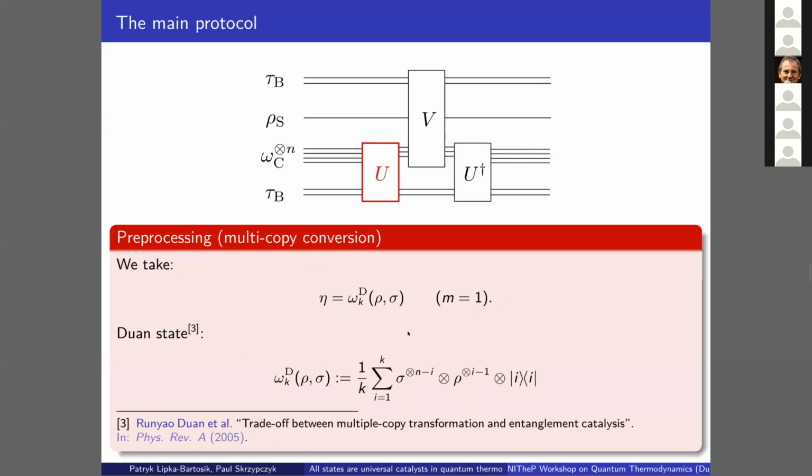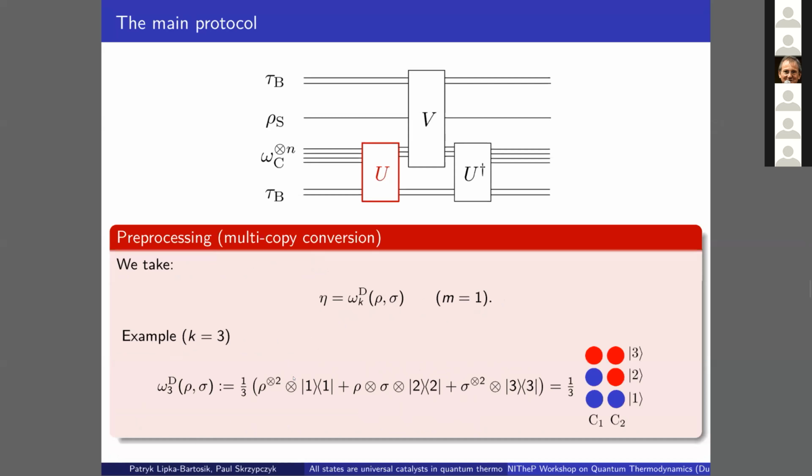So just for a small example, in the case when this parameter k is free, we have the following form of the dual state. And in what follows, I will use the following pictorial representation of the dual state. On the x-axis, I will denote quantum systems, so particles of the catalyst composing the catalyst. And on the y-axis, I will denote the classical register.